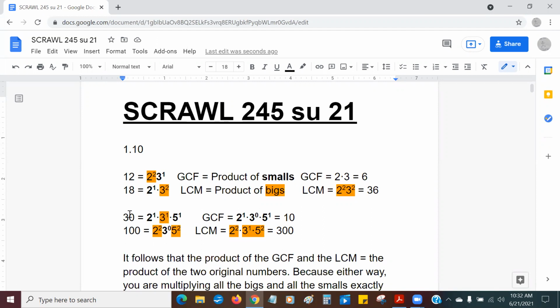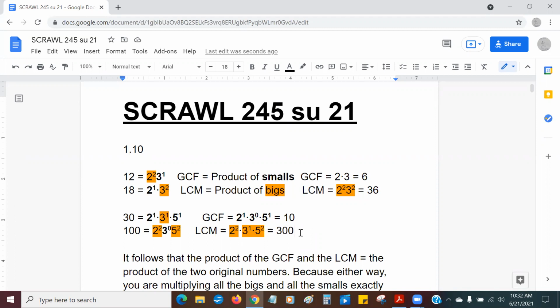So for 30 and 100, the GCF is 10, the LCM is 300, because 30 and 100 both go into 300, and that's the smallest such number. 10 goes into 30, and 10 goes into 100, and it's the largest such common number.